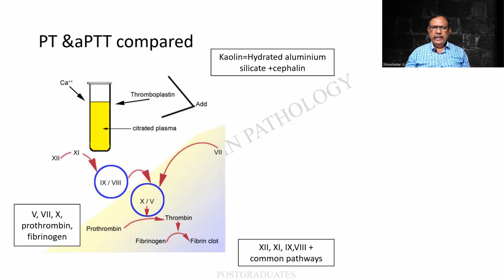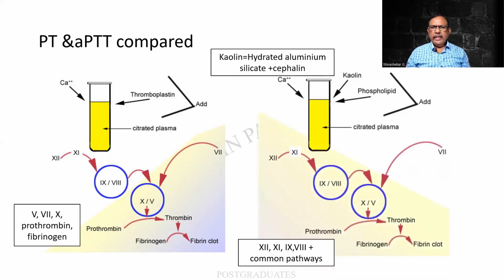On the other hand, there is an activated partial thromboplastin time. Whenever I use the word activation, remember only one thing, kaolin. Kaolin is a hydrated aluminum silicate plus cephalin. This along with phospholipid is added to the same citrated plasma and calcium. And we find that there is the activation. The common pathway comes into action.